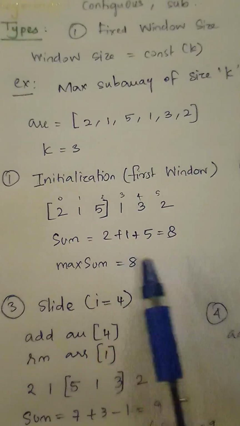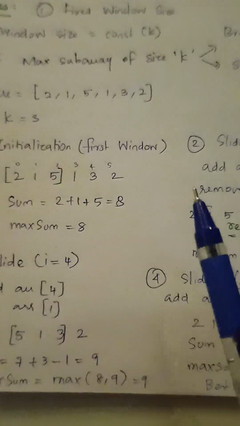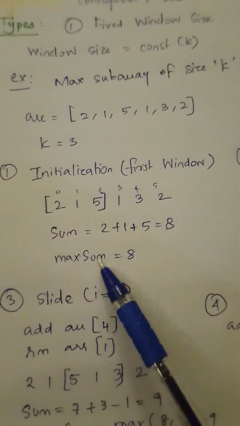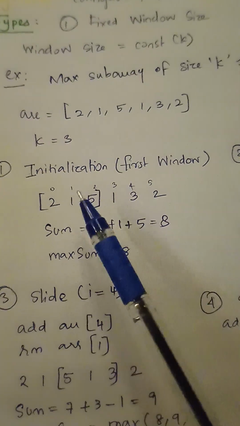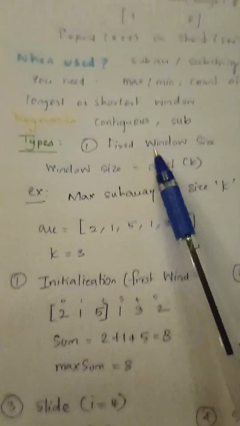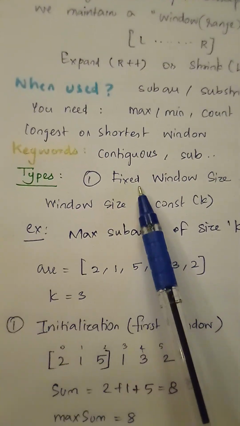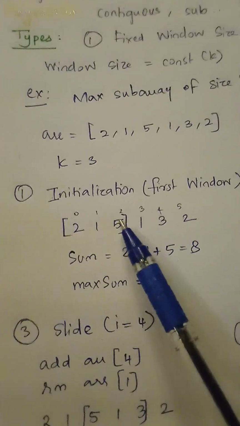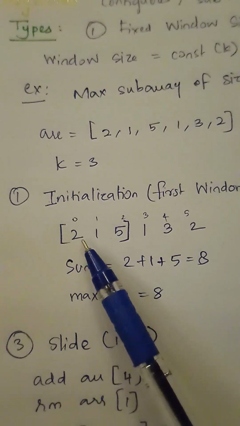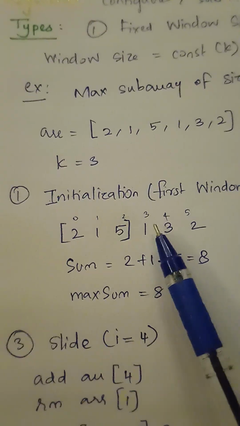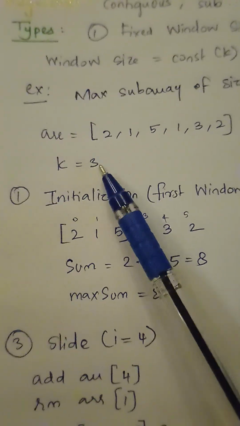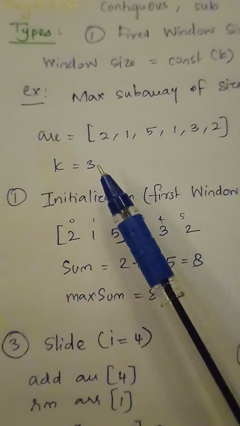Okay, so we need to find that window and also the maximum sum. So we have computed up to this, until this, right? So next we need to expand the window, but here we see this is a fixed window size. So if we increment the window to include this one also, then it becomes 2, 1, 5 and 1 again. So the size becomes 4 and not 3. So the condition is 3.